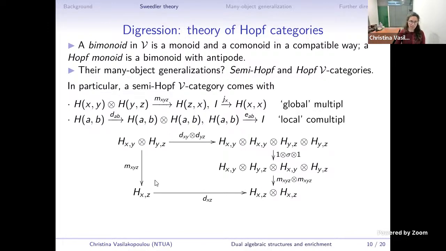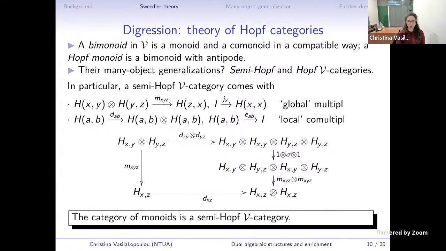One of them looks like this. And this is precisely the bialgebra axiom if I erase all the indices. But if I insert all the indices, I just need to be careful whether I have globally changing indices or fixed indices for the co-multiplication. So really, a many object bialgebra is a category which is enriched in the category of comonoids.